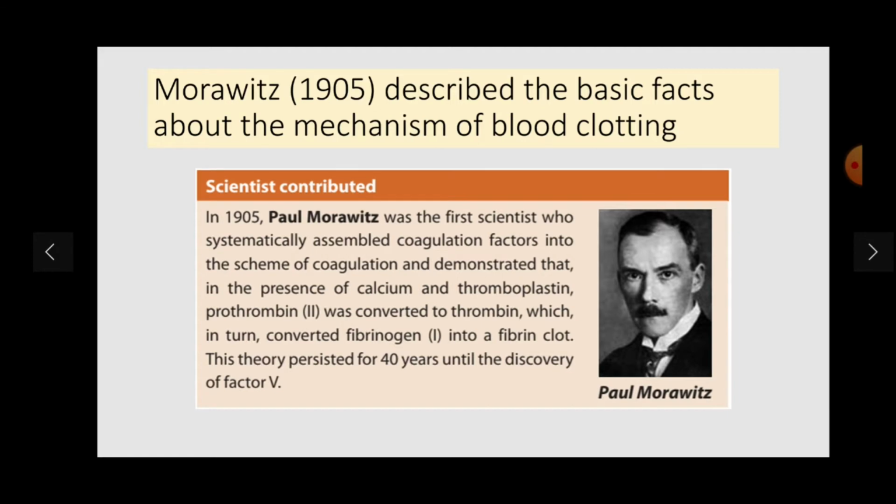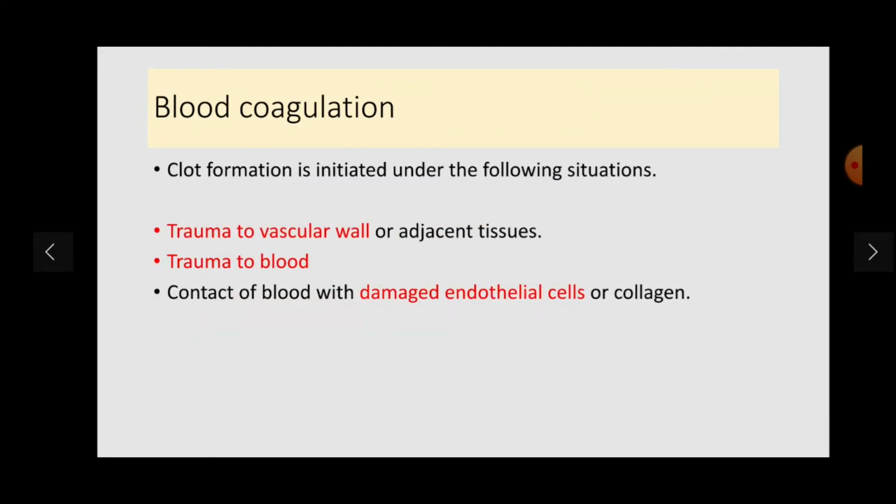In the process of blood coagulation, clot formation is initiated under the following situations: whenever there is trauma to the vascular wall or the adjacent tissues, whenever trauma occurs to the blood components or the blood itself, or on contact of the blood with damaged endothelial cells or collagen. In these situations, blood coagulation takes place.